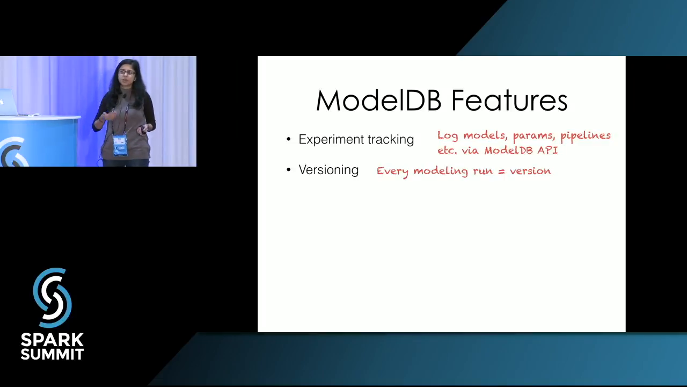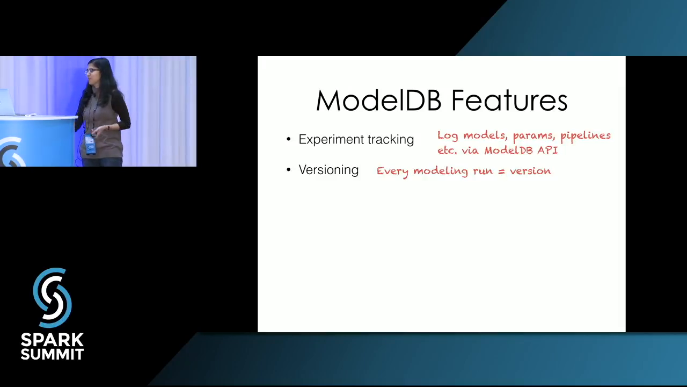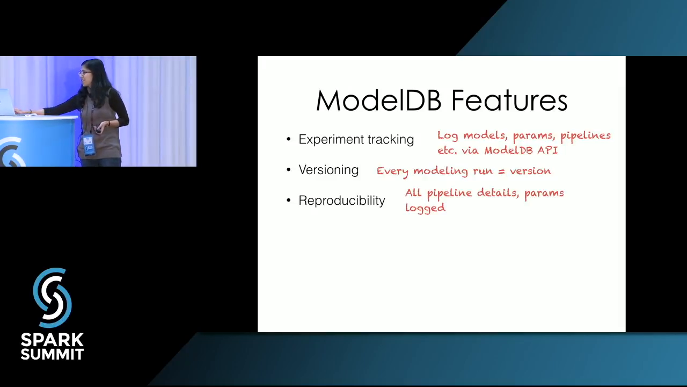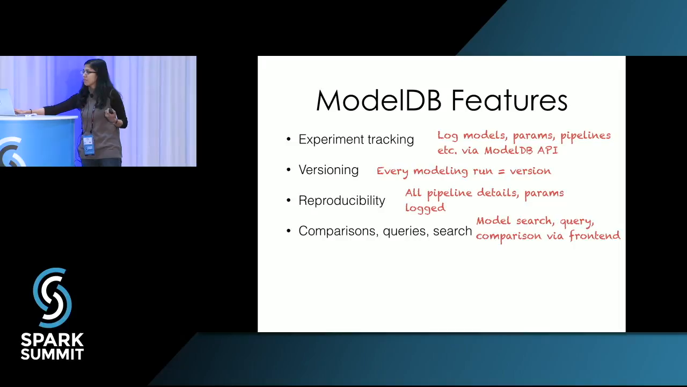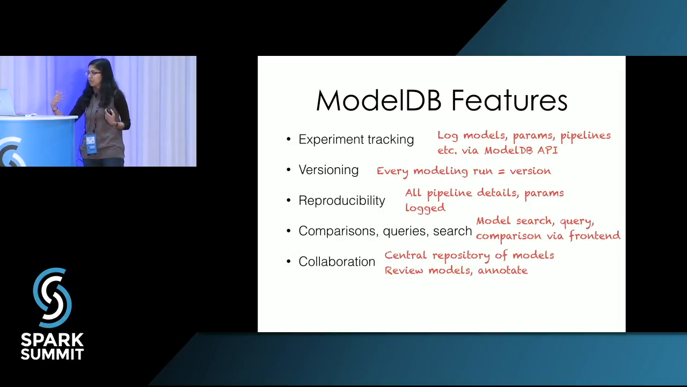So every time you run your code, we create a new experiment run, and whatever model comes out of it is a version of that model. So we know everything you do, essentially. There's reproducibility, there's comparison queries, and we enable collaboration. These were sort of things we started with, and we are providing them to varying extents at this point.